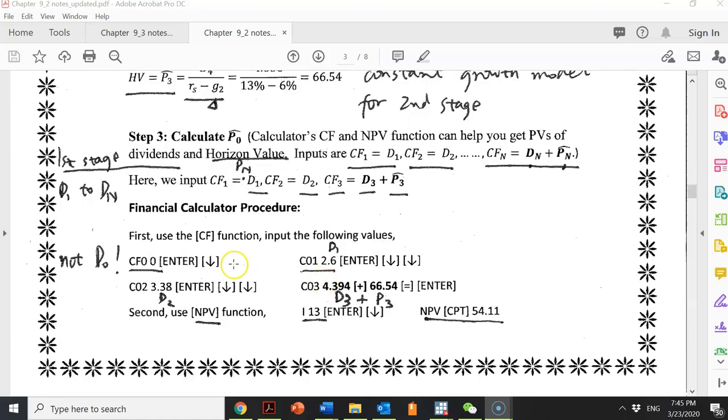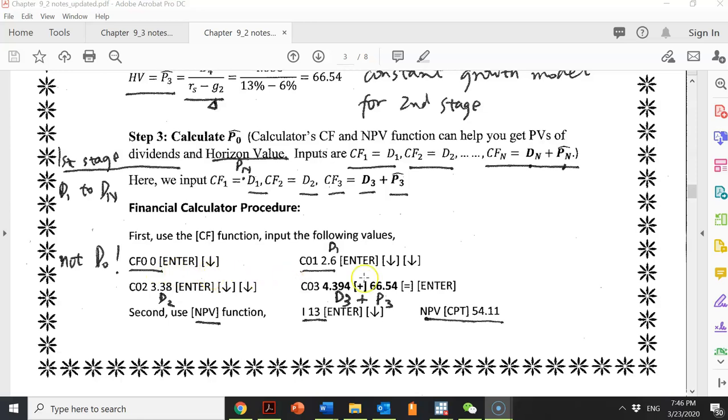Okay, do you remember our cash flow function in the calculator? We can go to the cash flow function. We input cash flow 0 as 0. Okay, remember when we discount all the dividends in the first and second stage, we do not include D0. D0 is something that's already paid at time 0. If we're trying to get P0, we're trying to purchase the stock right now, we do not have this D0 anymore. It's already paid. It's paid at the end of last year, which is the beginning of this first year. Okay, it's already paid. So cash flow 0 should be 0.